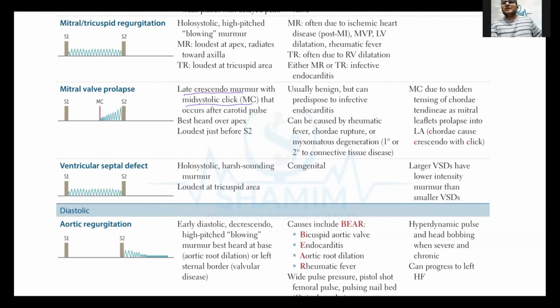Okay, best heard over the apex, just loudest before S2. You can see this is a maximum loud bit before S2. Okay, it is benign and it can cause infective endocarditis. Okay, it can be caused by rheumatic fever, chorda rupture. And the most important MCQ to remember from mitral valve prolapse is myxomatous degeneration.